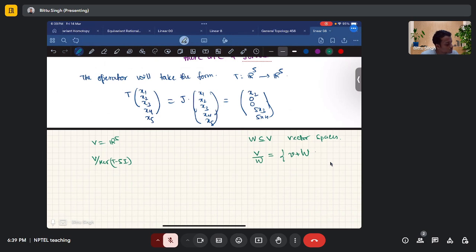So V plus W, where some V belongs to that capital V, right? And we can add one class V plus W and another class V dash plus W. The addition of those two classes is defined to be V plus V dash plus W. Similarly, multiplying with some scalar C is defined to be CV plus W. So this is actually a vector space. You can look at this.